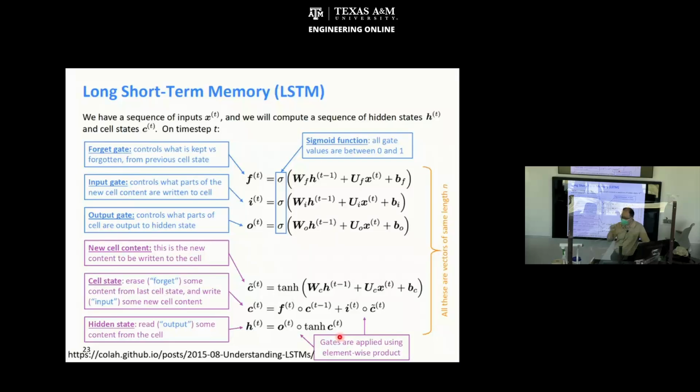Okay, so that's what the LSTM is doing. As you can see, we have 3 gates whose states are between 0 and 1. They are determining what portion of the previous cell state is to be forgotten, what portion of the new cell content is to be written, and how it should be output to the new hidden state, H of t. So this is what LSTM is doing.